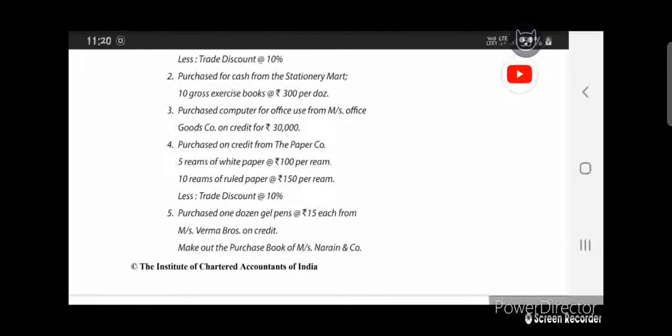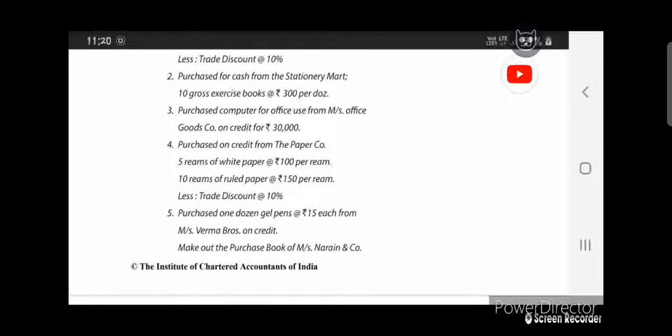The fourth question they have given is purchased on credit from the paper corporation. From the paper corporation, you have purchased on credit 5 reams of white paper at the rate of rupees 100 per ream, and 10 reams of ruled paper at rupees 150 per ream. The total discount they are giving for both purchases is 10%. Okay, this is our fourth question.